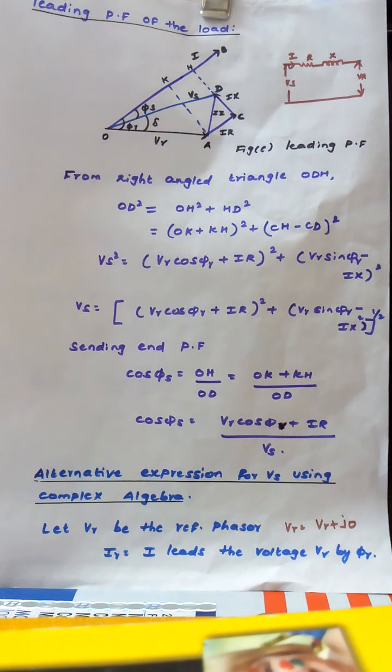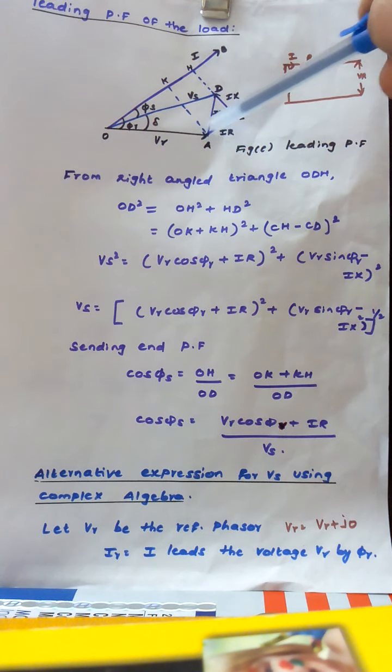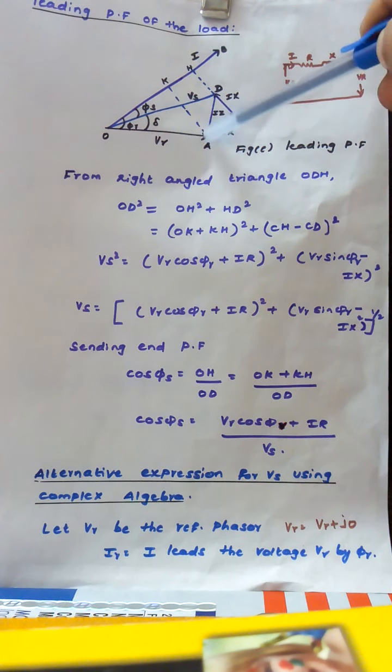Next I have to draw the voltage drop in the resistance. The voltage drop in the resistance is I into R, and it is in phase with the current. So I am drawing a line parallel to the current phasor, that is OB, which is nothing but your I. If I draw it, I get this phasor AC. So this is your resistive drop.